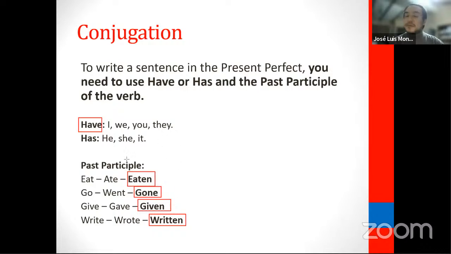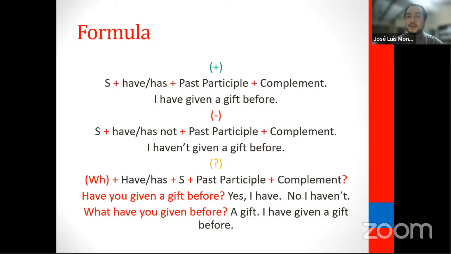But if you have the third person, he, she, it, you need has. And again, the past participle, right? She has eaten, he has gone, it has given, and Peter has written. And that's it, okay? Again, this is something that you know, but it's important to reinforce so that you don't forget these specific rules for writing in the present perfect.